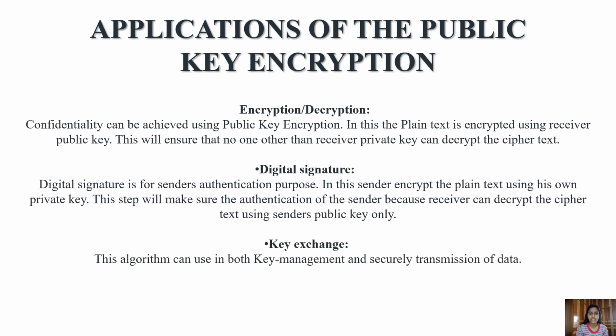Applications of public key encryption. Encryption or decryption: confidentiality can be achieved using public key encryption. In this, plain text is encrypted using the receiver's public key. This will ensure that no one other than the receiver's private key can decrypt the cipher text. Digital signature. Signature is for the sender's authentication purpose. In this, the sender encrypts the plain text using his own private key. This step will make sure of the authentication of the sender because the receiver can decrypt the cipher text using the sender's public key only.